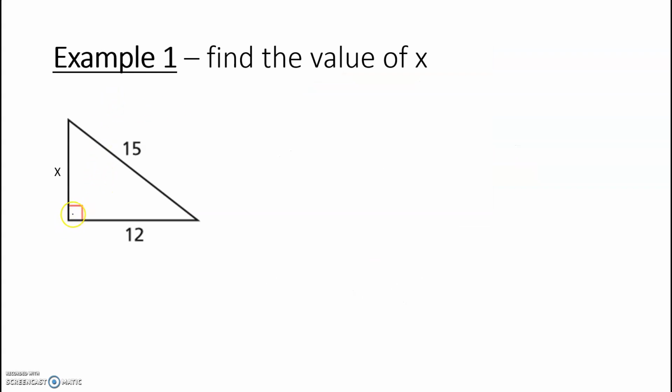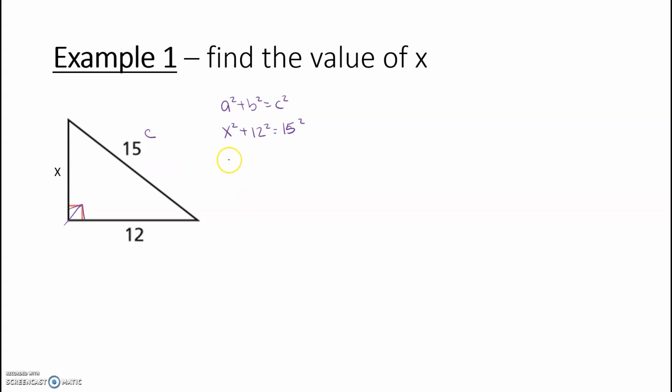So again, I always look at that right angle, travel across, that's your C, that's your hypotenuse. The other two are A and B. So we're going to plug in a squared plus b squared equals c squared. A and b are x and 12. Again, doesn't matter which one you call which. So we'll say a is x squared, b is 12 squared, and we know c is 15 squared. And then you have to do a little algebra from there.